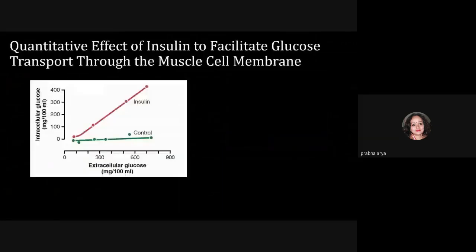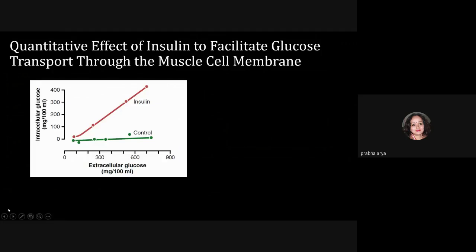Next is the quantitative effect of insulin to facilitate glucose transport through the muscle cell membrane. This picture shows the effect of insulin on the internalization of glucose. On the x-axis is extracellular glucose, while on the y-axis is intracellular glucose. If you provide glucose via infusion or by any other means, and the extracellular glucose concentration increases, it is seen that when insulin is not there, there is no effect on intracellular glucose.